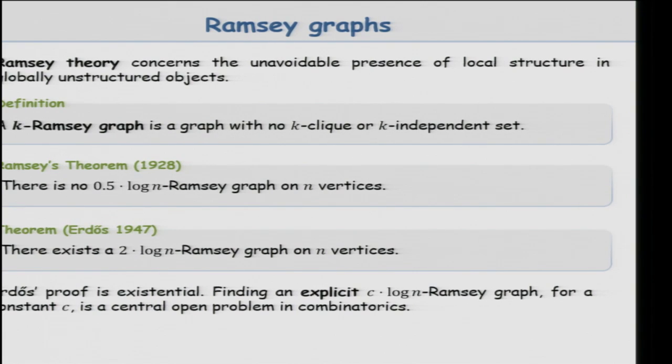So this is the problem that we are interested in. We want to devise an algorithm that, given n as input, runs in poly n time, or actually some stronger notion of explicitness would be achieved here. And that graph would be C log n Ramsey for some constant C.